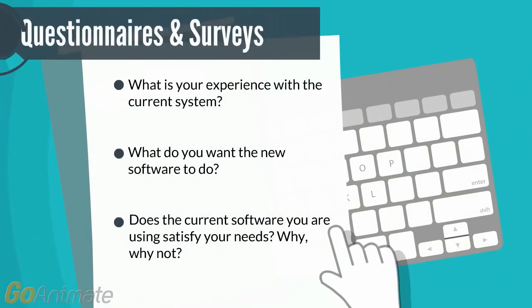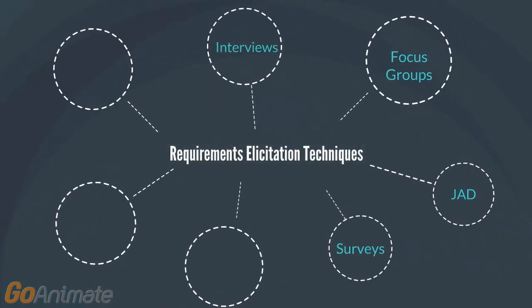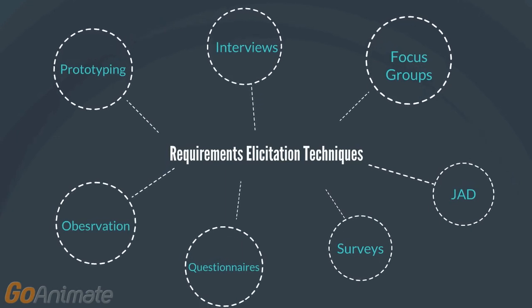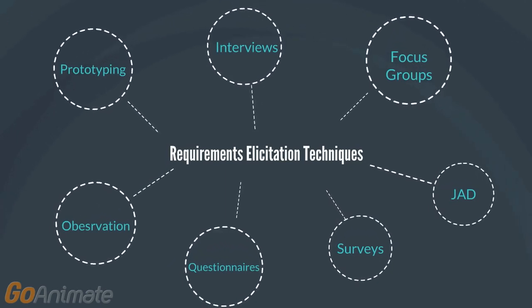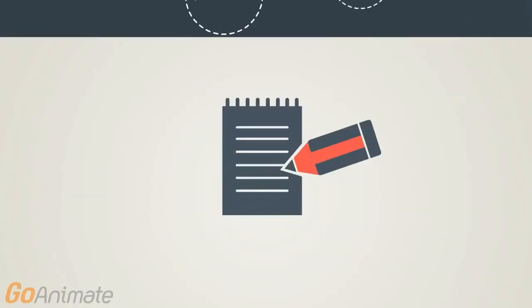Another useful technique is to send out a questionnaire or a survey to your stakeholders. This could be in any form, email, Google form, or any other tool. There are other popular elicitation techniques, like observation or job shadowing, which is one of my favorites. I'll be explaining all these techniques with more details in a separate video.